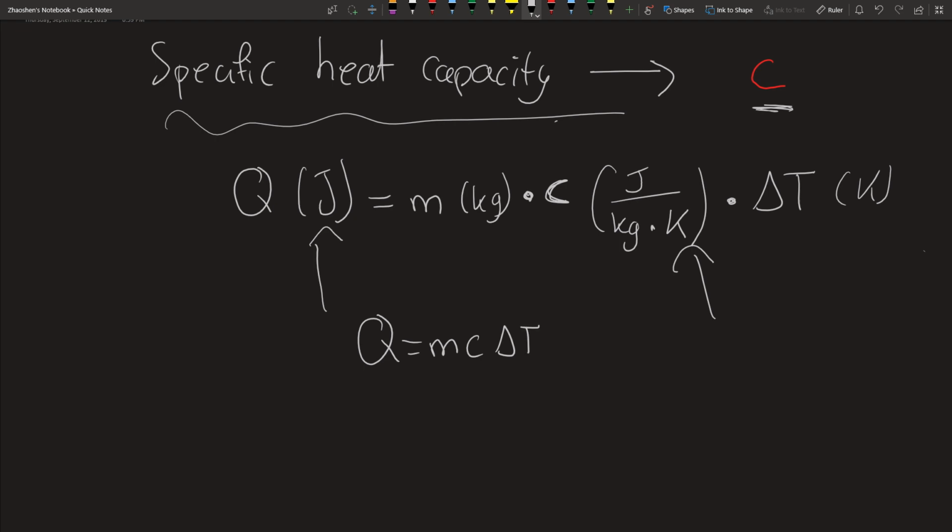We read this as the amount of energy needed to heat a substance of a certain mass by a certain temperature is equal to the mass times c, the specific heat capacity, times the temperature change, okay? Now this might be confusing at first, but with applications we can do this.